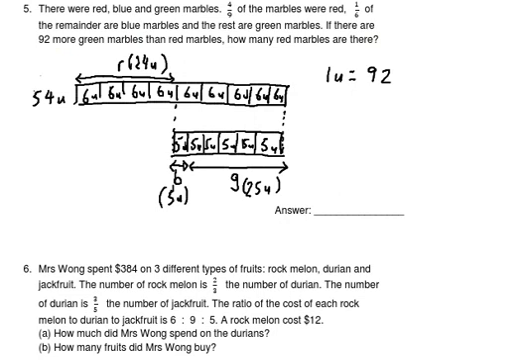Can you find the number of red marbles? So red marbles is how many units? 24 units. So I know that red marble is 24 units. It will be 92 multiplied by 24. And what do I get? 2,208. So it's 2,208. Okay.